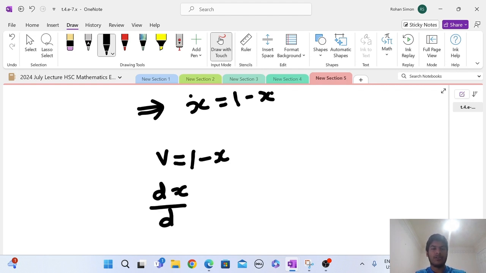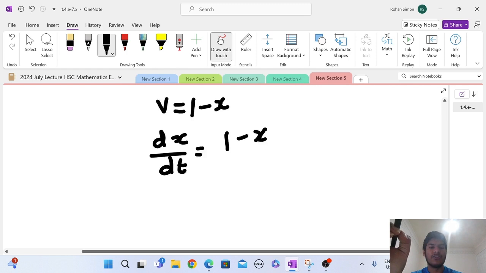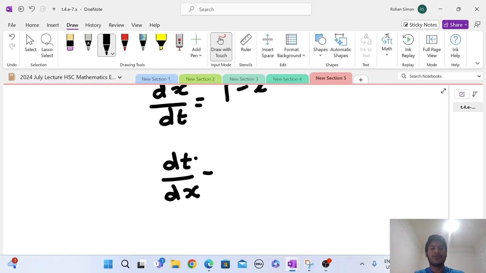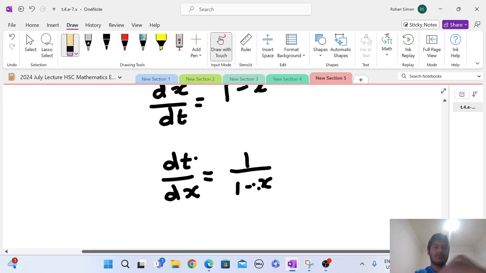And here's where we do the little reciprocating trick, right? We can go ahead and flip both sides, sort of like fractions, but again, not because they're fractions, but because of a result of the chain rule. We end up with dt/dx equals 1 over 1 minus x.